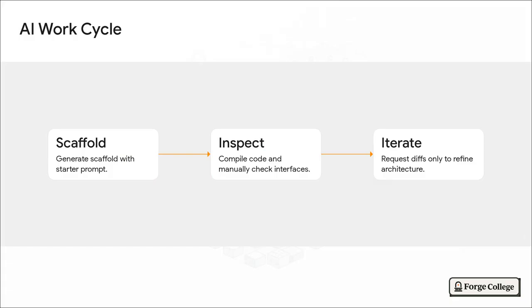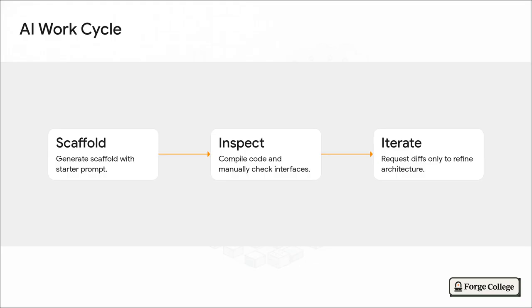So here is the strict three-step cycle for managing your AI intern. Step 1. Give it your hyper-specific starter prompt to generate the scaffold. Step 2. Compile the code yourself and manually inspect those interfaces. Never ever trust the AI blindly.